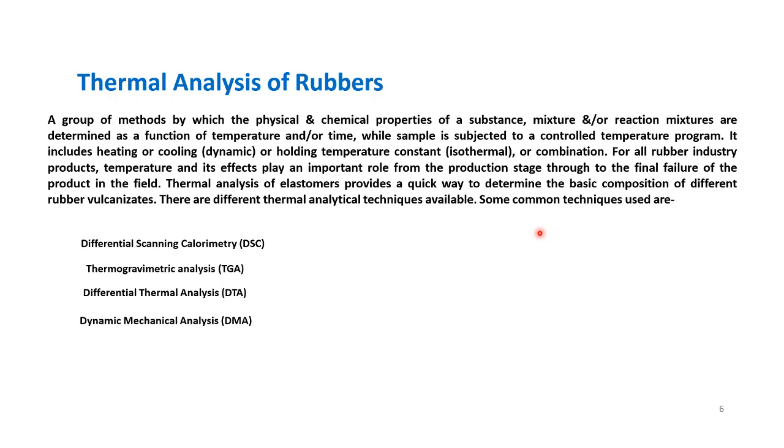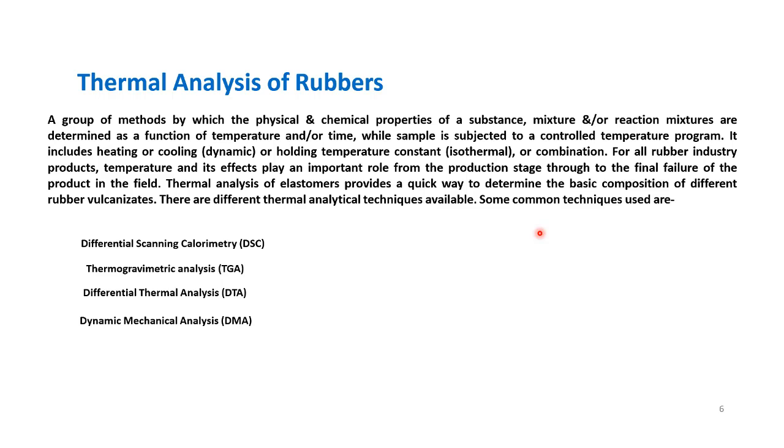For the rubber industry, products, temperature and its effect play a very important role from the production stage through to the final stage. The temperature plays a very important role. So that's why very fast analysis is needed, and to determine the basic composition of different rubbers which are vulcanized.